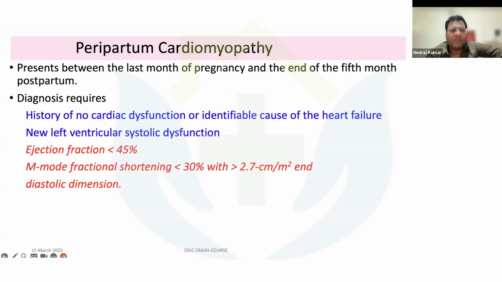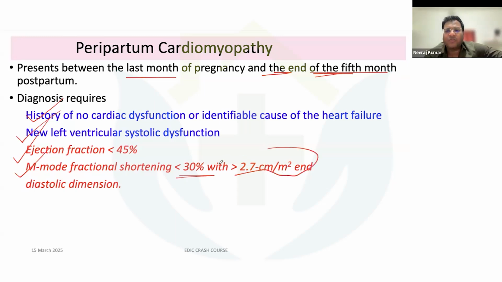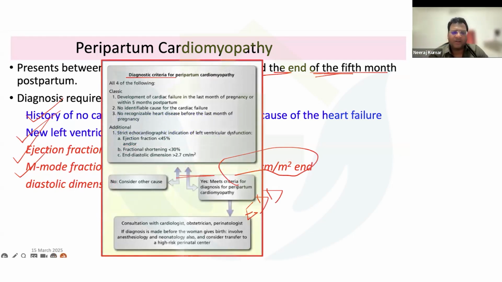So now the diagnosis for PPCM is at the end of the pregnancy, or in the first month postpartum. So last month of the pregnancy, or first 5 months of the postpartum. No history of previous cardiac dysfunction. New left ventricular systolic dysfunction. EF is less than 45%. M mode shortening of 30% with an in-diastolic dimension of more than 2.7 centimeter per meter square. So your EDD, or in-diastolic dimension, would be at least 2.7. So it should be more than or equal to 2.7 EDD, centimeter per meter square. Okay. And this is the diagnostic criteria. I have already discussed all those diagnostic criteria.